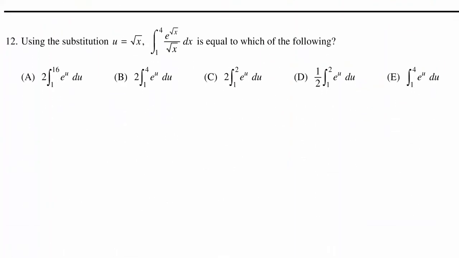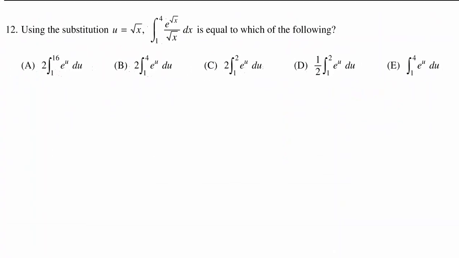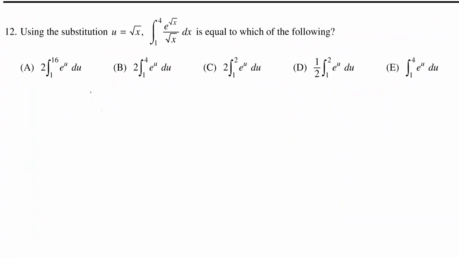Number 12, using the substitution u equals square root of x is equal to the following. If u equals square root of x, then du equals 1/2 x to the negative 1/2, which also equals 1/2 times 1 over square root of x, which is convenient. Well, let's take a look. Let's do our limit changing.